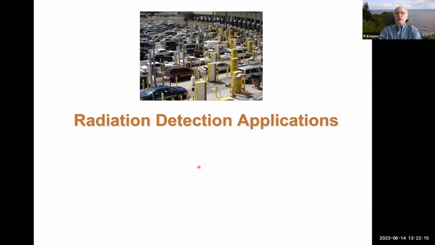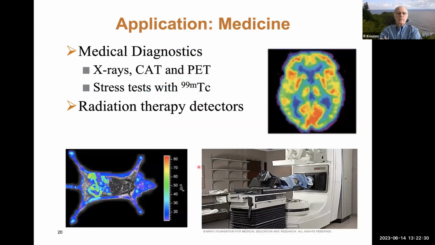So let me talk about some applications now. I'm going to talk briefly about a few application areas, and then I'm going to talk in more detail about some of these specific applications. The first application I want to mention is medical. Radiation detection is used extensively in medical diagnostics: X-rays, for example, computed axial tomography, positron emission tomography, single photon tomography. All of these require radiation detection, and usually those detectors are scintillators, very commonly used in those.